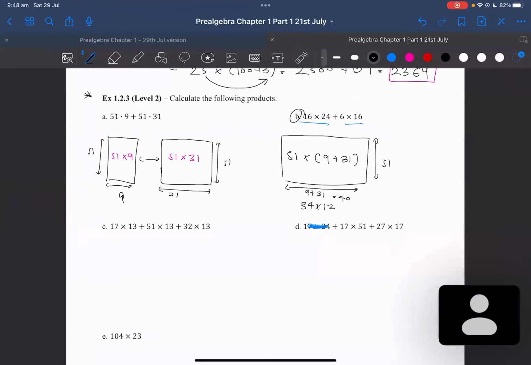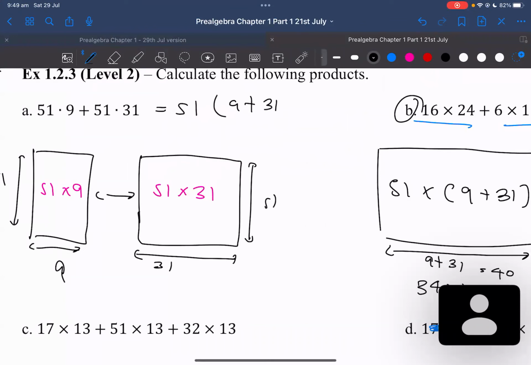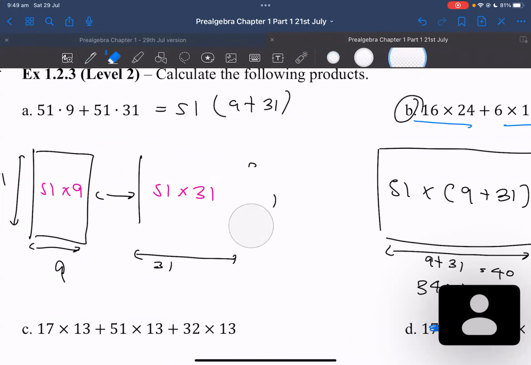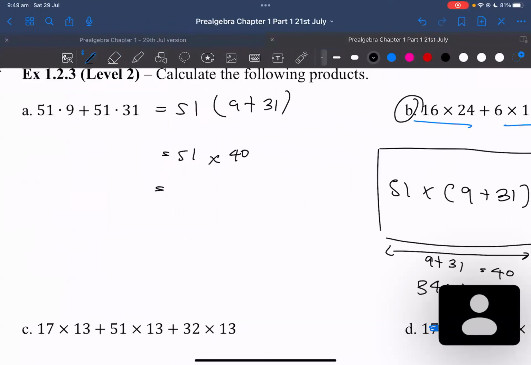First one is 51 times 9 plus 31. Take out the common factor of 51, which is like the length of one rectangle, and you add the other sides together, which is 9 plus 31. I'm going to get rid of these pictures for now, but the idea behind is this picture with the rectangles. 51 times 9 plus 31 is 40, so 51 times 40. Same as doing 51 times 4, which is 204, and you add a 0 to it.